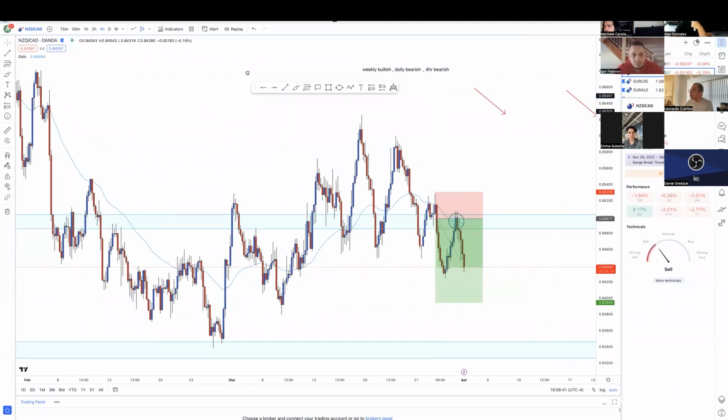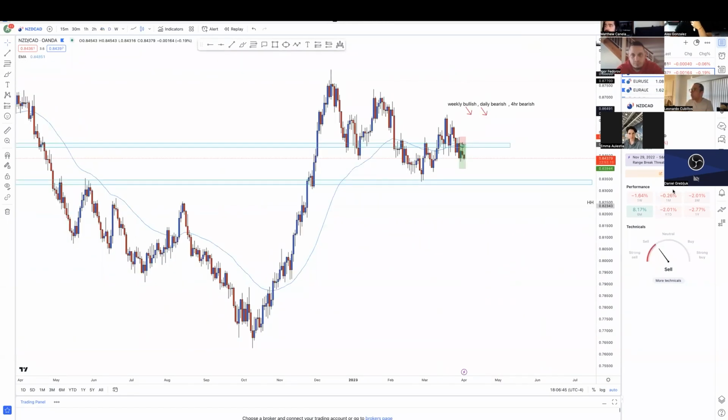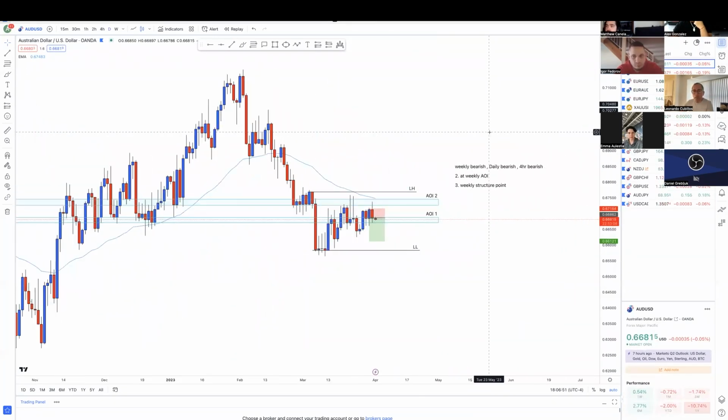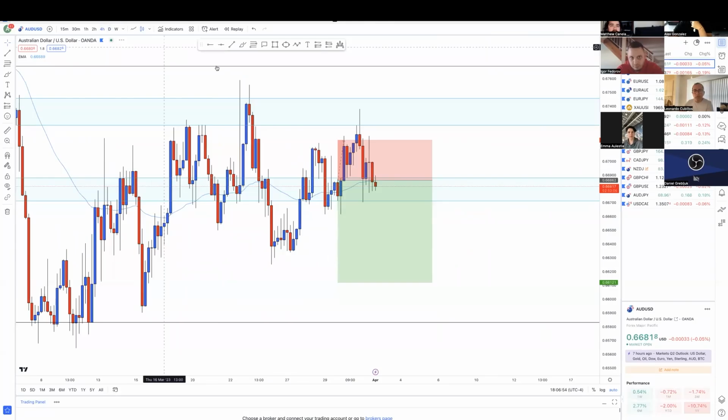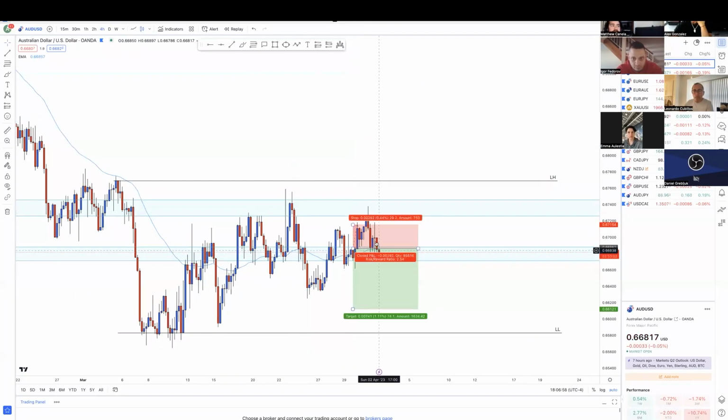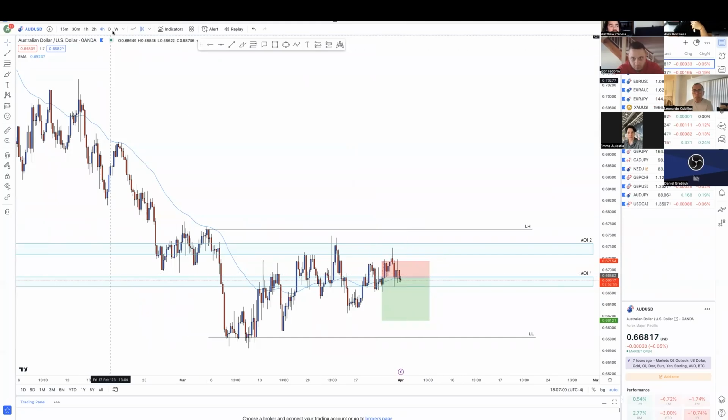So we have NZD CAD. Let's actually just bring all this down. Take this off. Let's start with AUD USD. AUD USD, we were looking for shorts pretty much at the breakup structure under the zone right here. We never got it. We're still waiting for this trade.